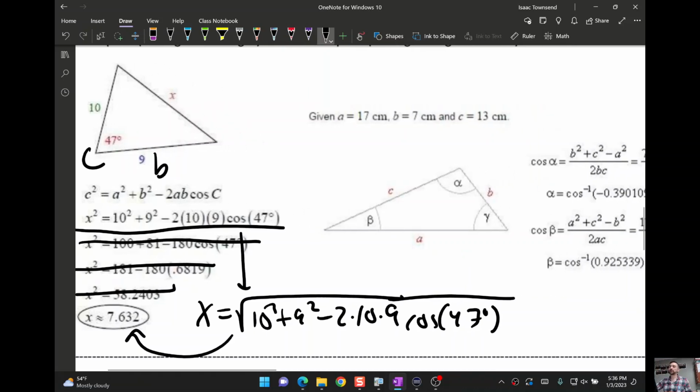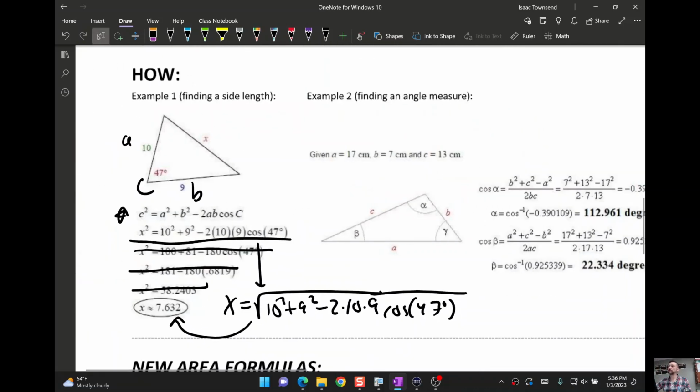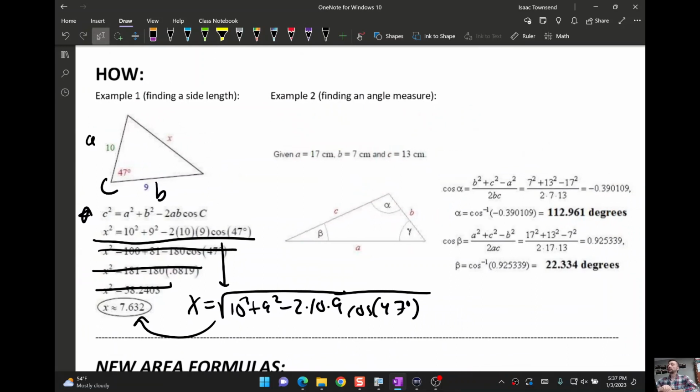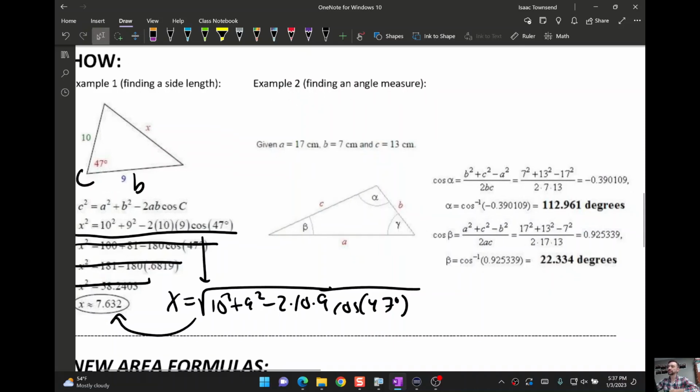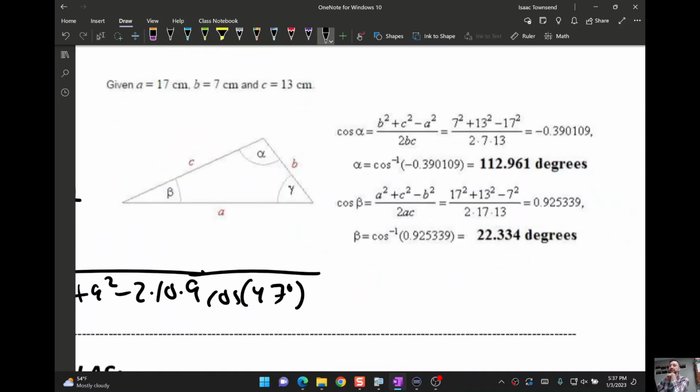Okay, and then on the right, an example of someone using the law of cosines to find a couple of the angles here. So they gave us 3 side lengths, which is when you can use the law of cosines to find an angle. So notice they said here's a formula to find it, or here's a formula to find it. They plugged in the numbers as each formula said.